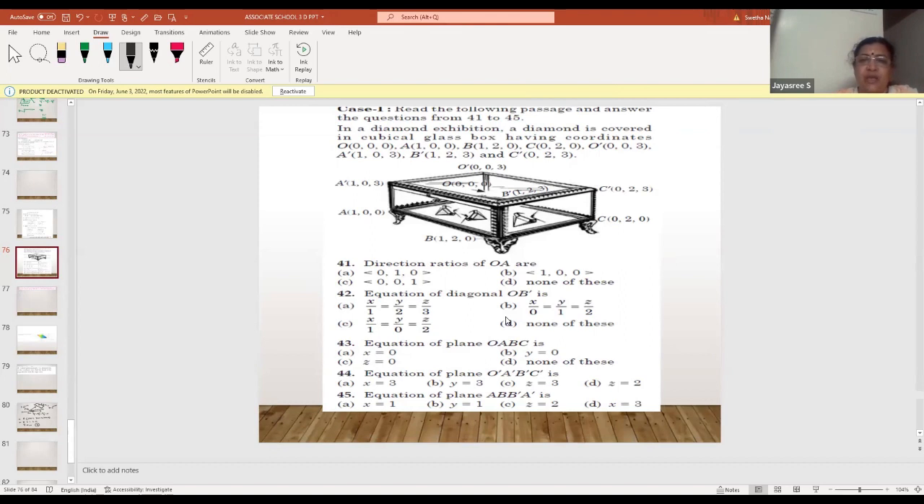Find the direction ratio of A dash. Find the direction ratio of OA. Find the equation of CC dash. Find the equation of line, direction cosine of the line. Find the normal of the plane, the base plane ABCO. Like that, any question can be given, so we can train the children with respect to this also. That is what I wanted to share with this.